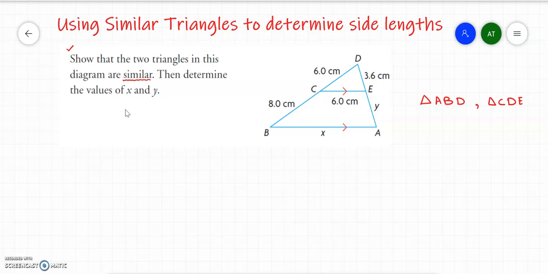We have three postulates for similar triangles. The first one is angle-angle. Angle-angle means that two angles of one triangle are exactly the same as two angles of the other triangle. So I will follow the first postulate, that is angle-angle.